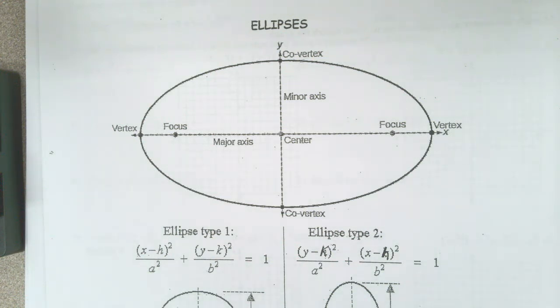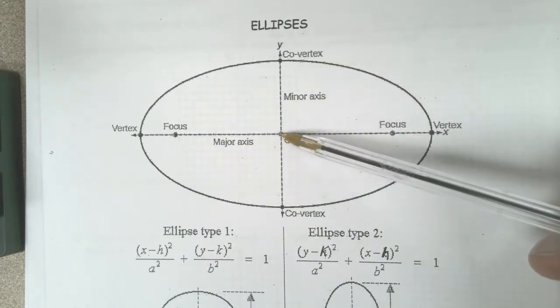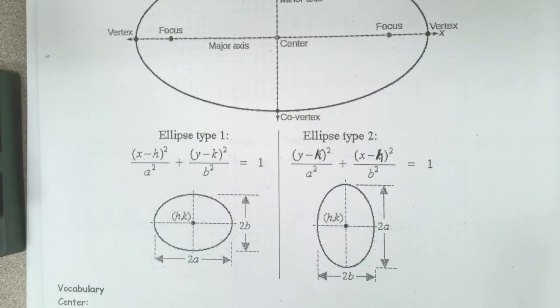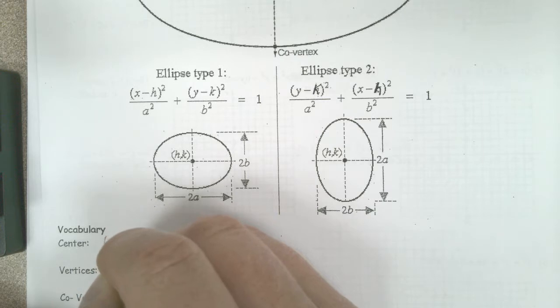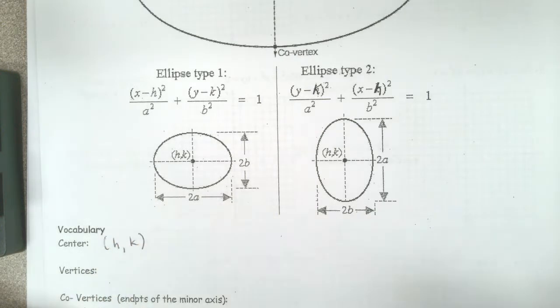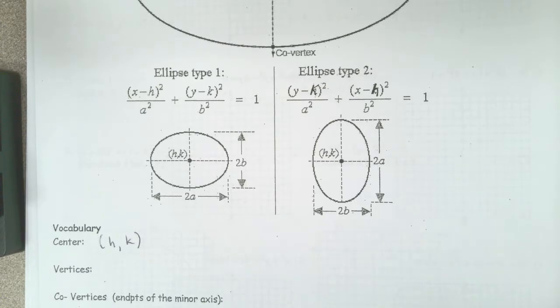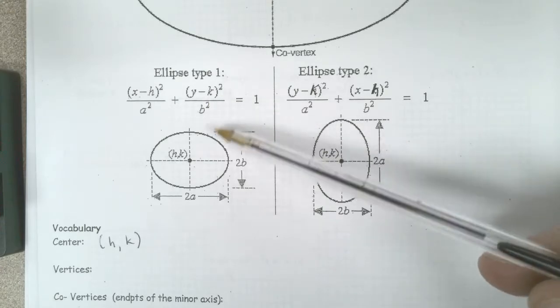Okay, so within ellipses, in the picture here, you'll notice, as I said, we have a center point. We're just going to go down the vocabulary here. So if I'm filling in the vocab, the center, just like the circle, we use the letters H and K for the center. You'll notice we have basically two forms for our standard form.